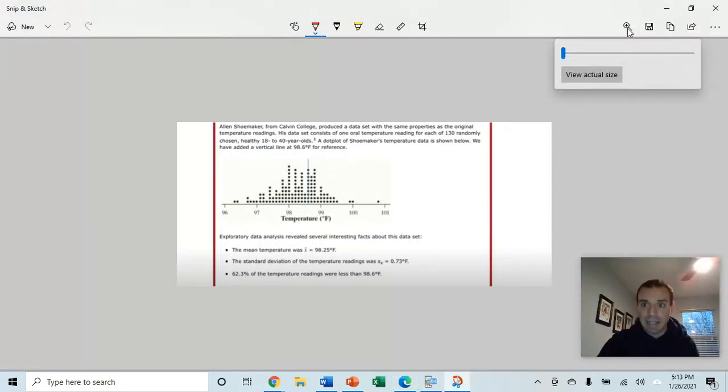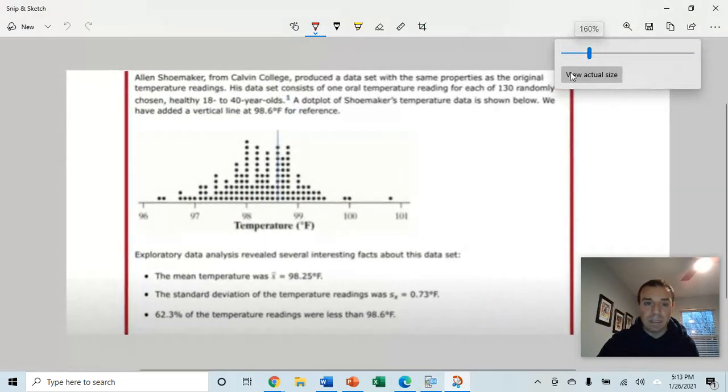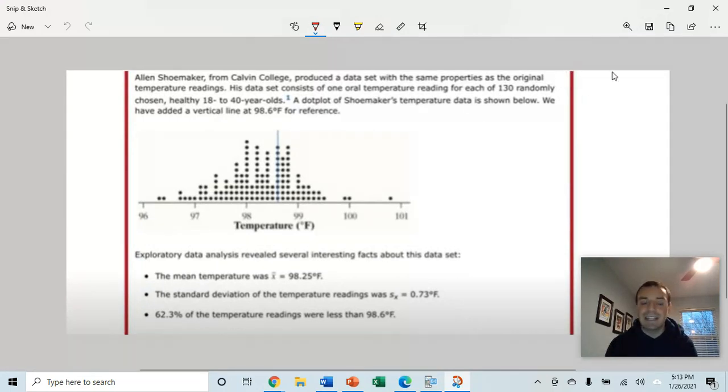So if we take a look at this data that we have here, we have this gentleman who believes that the actual average temperature is not 98.6 degrees. So what he did is he went out and he collected an oral temperature reading for each of 130 randomly chosen 18 to 40-year-olds. And he's showing his data in a dot plot that's shown here. The blue line represents 98.6 degrees, which is that kind of temperature that we all have been told growing up is the average body temperature. And he believes that it's less than 98.6 degrees, okay? Or it's different than 98.6 degrees, whatever he's trying to prove.